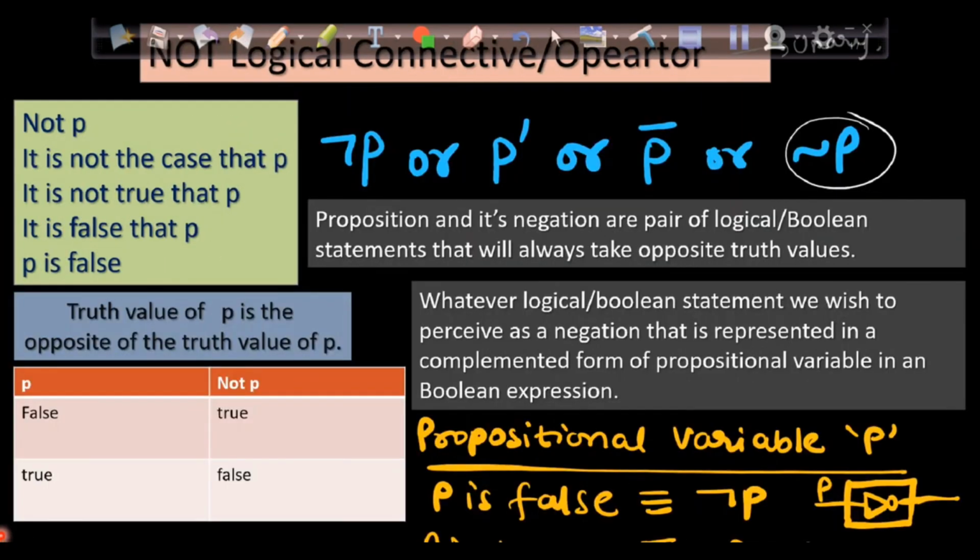By negation, I mean that one of the facts I take as P, and consequently the opposing fact becomes not of P. This form is called the complemented form, and this form is called the uncomplemented form. So whatever logical or Boolean statement we wish to perceive as a negation is represented in a complemented form of a propositional variable in a Boolean expression.